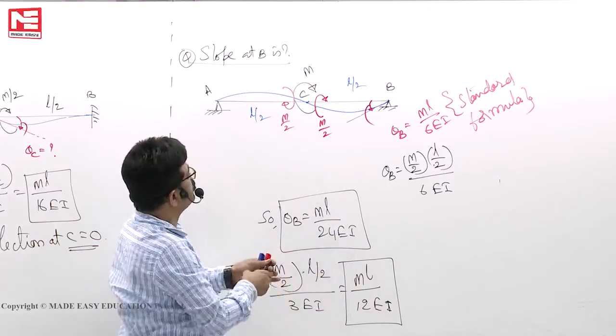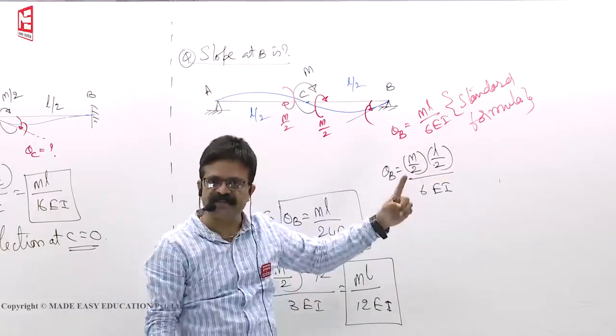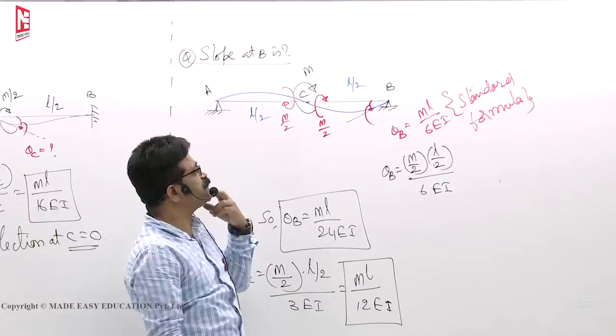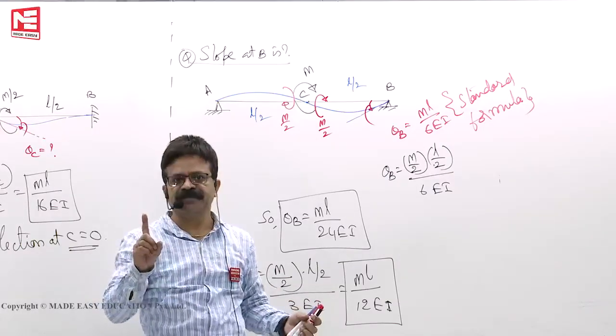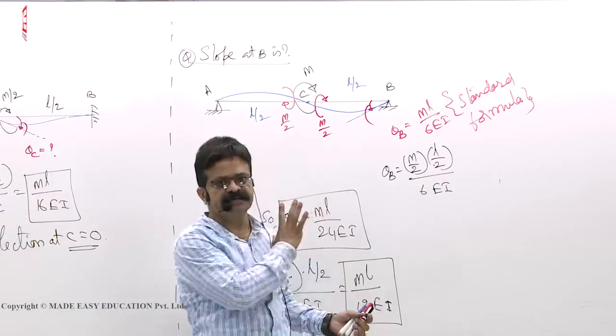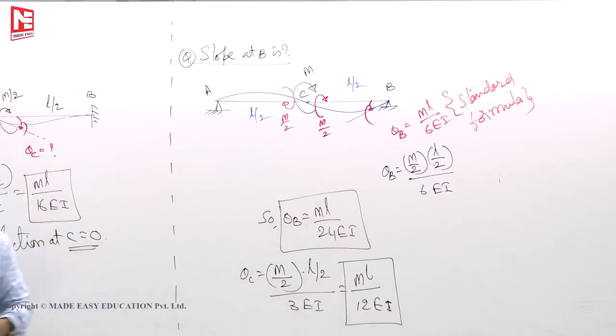How could we write this? Deflection profiles will tell us what those values should be. These formulas, ML by 3EI and ML by 6EI, if you remember, wherever you see that type of deflection profile, simply attach those values. Okay, like this. Now we'll see one more problem.